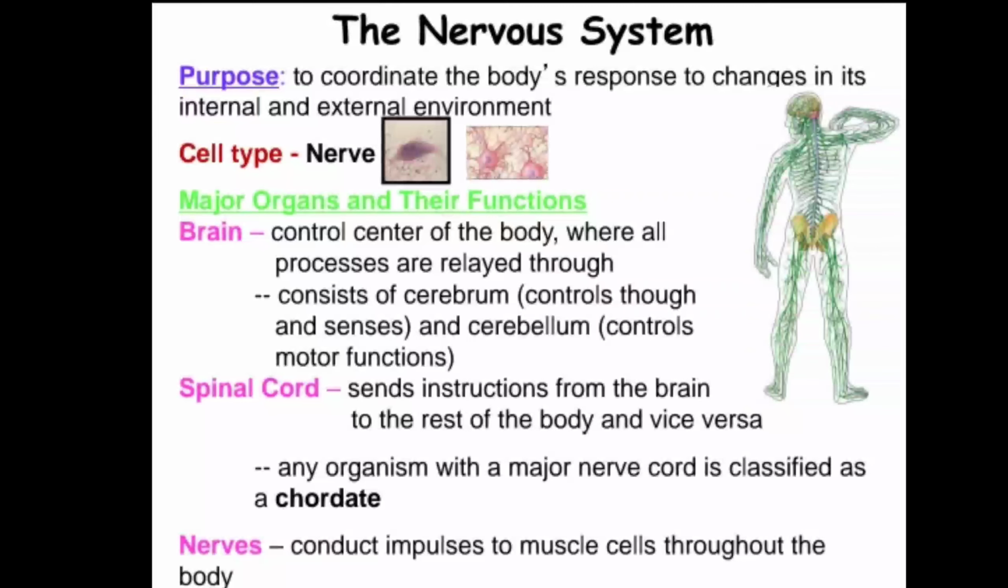Spinal cord, sends instructions from the brain to the rest of the body and vice versa. Any organism with a major nerve cord is classified as a chordate. Nerves conduct impulses to muscle cells throughout the body.